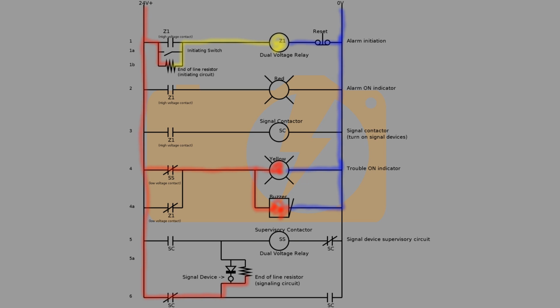Trouble in the signaling circuit results in a similar operation. A break in the wiring of the signaling circuit prevents low voltage current from passing through the supervisory contactor SS. This causes the low voltage normally closed contacts SS on rung 4 to remain closed, activating the yellow indicating light and the buzzer on rung 4A.